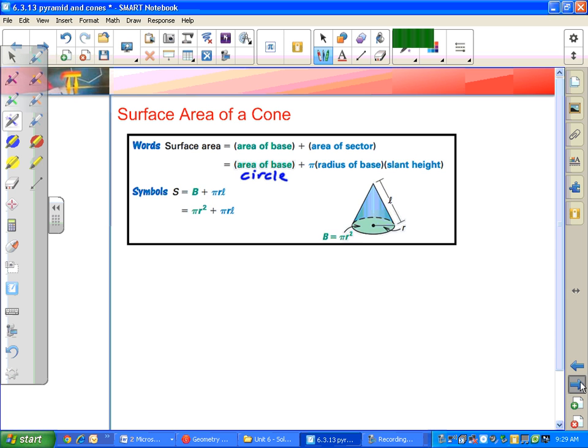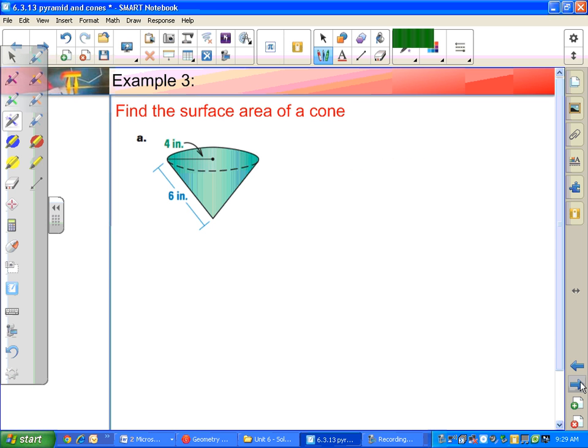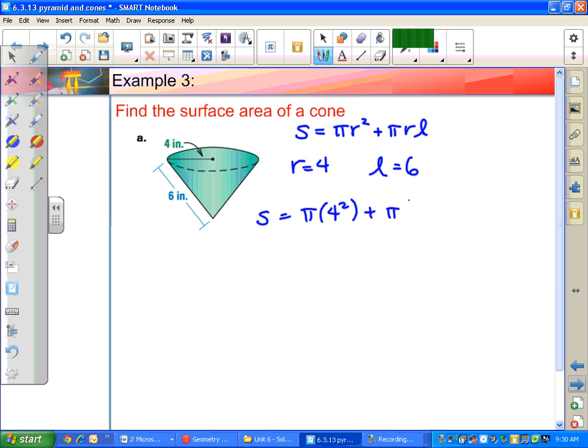So let's do an example. Let's find the surface area of this cone. So remember, let's write down our formula. Surface area is pi r squared plus pi r L. And let's see which variables I have and if I need to find any. So I can see right here that the radius is equal to 4, and it's already given me the slant height, which is equal to 6. And that's all I need. Pi is just going to stay pi in my formula. So the surface area is going to be pi times 4 squared plus pi times 4 times 6.